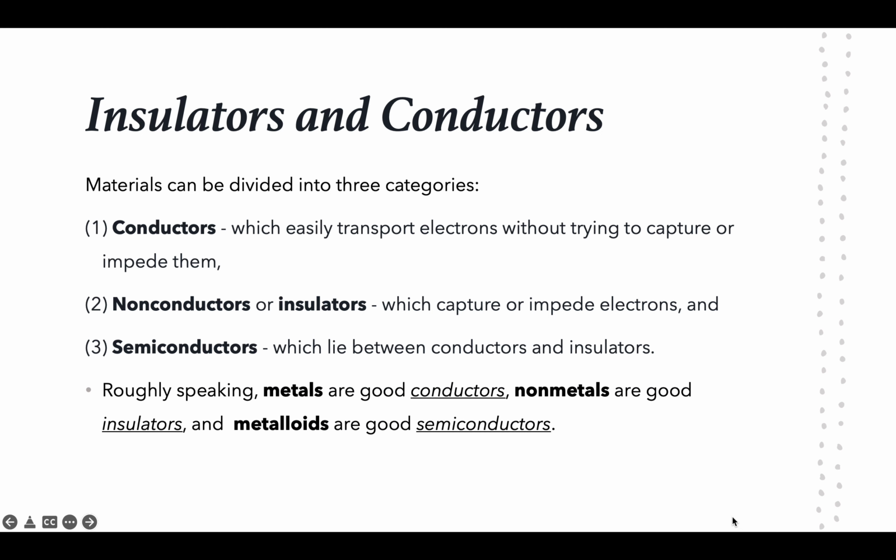Now, looking at a periodic table, metals are usually the good conductors, non-metals are good insulators, and metalloids are good semiconductors.